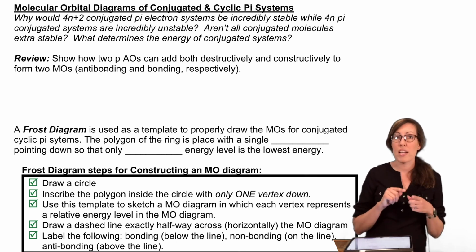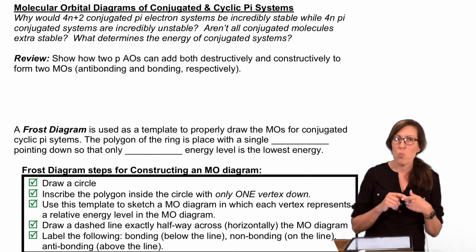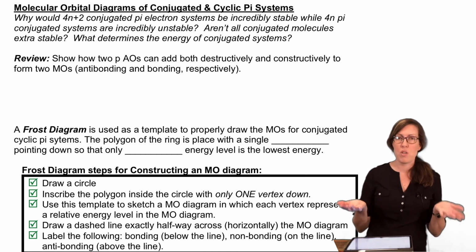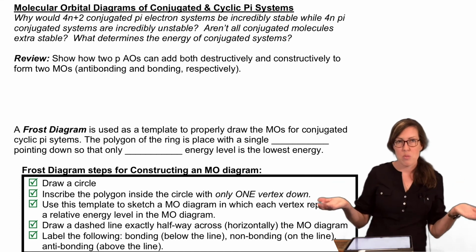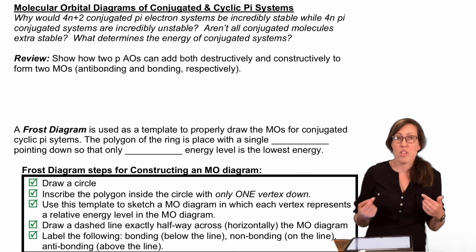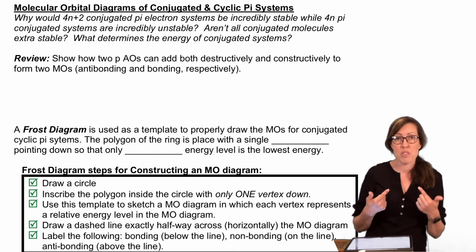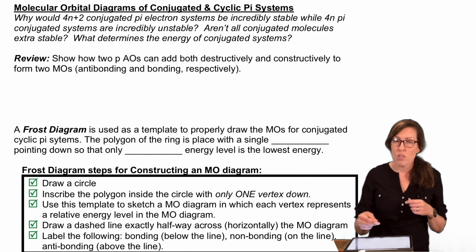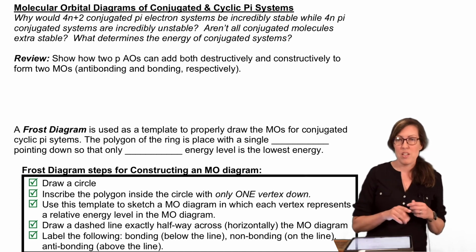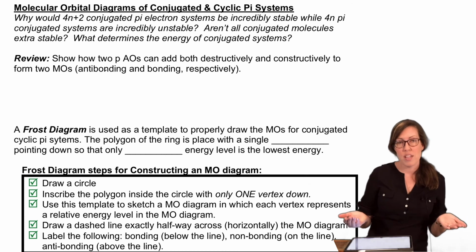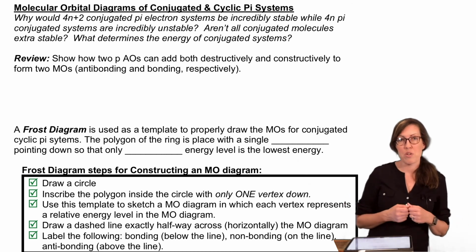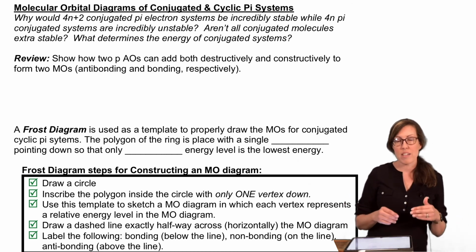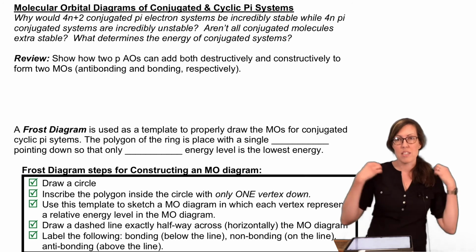Why is 4n unstable? What is so special about 4n plus 2? And what is wrong with 4n? Both pi systems are conjugated. We learned that conjugation is supposed to make things more stable, but we've just been told that anti-aromatic systems are very unstable. We have not addressed that yet, and we can't unless we look at molecular orbital theory. So the molecular orbital diagrams will be the key to understanding what's going on.